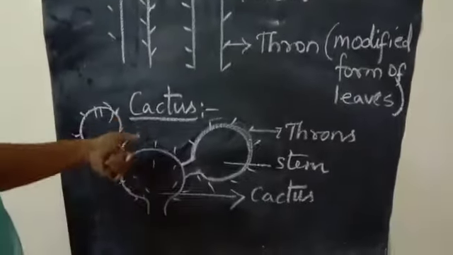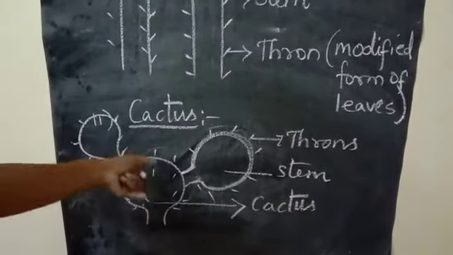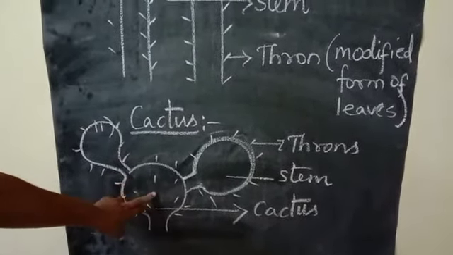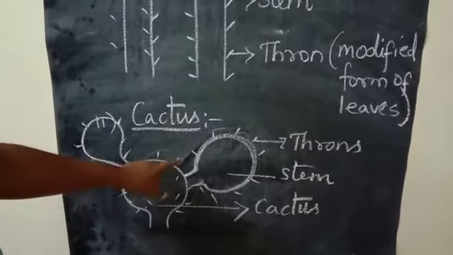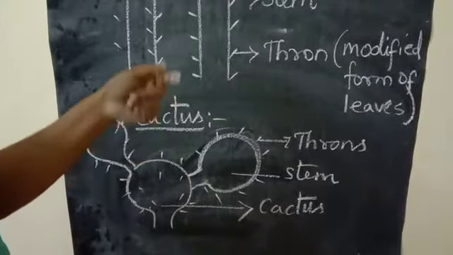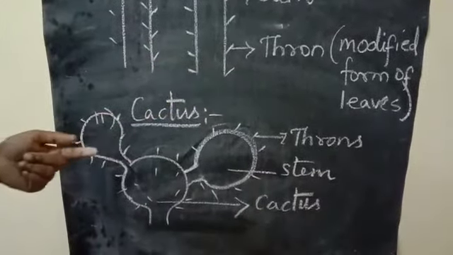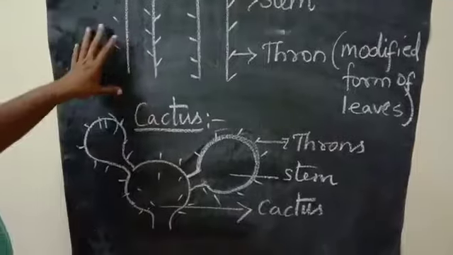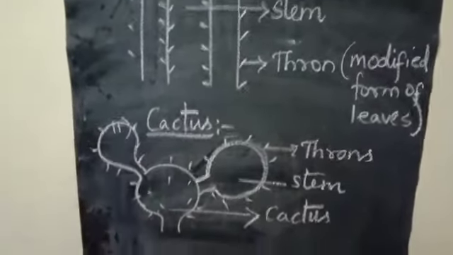And next is the cactus, you can see. This will be flat in nature. The stem, if you see, will be flat in nature, and the thorns are present all over the stem region. So thorns are nothing but, as I told you, the modified form of leaf. So this is a cactus plant. These are all desert region plants we can say.